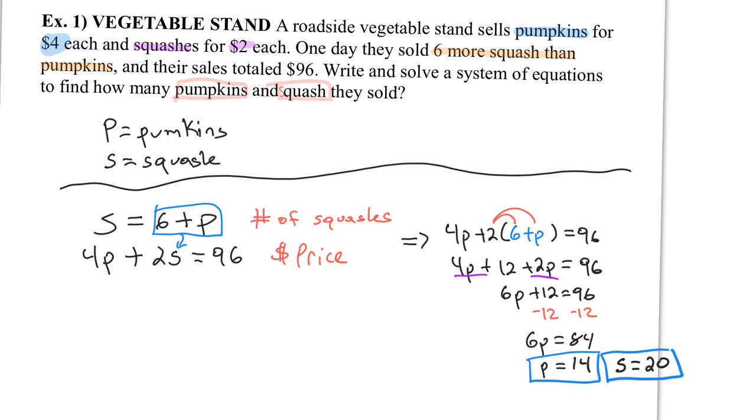Do you need an ordered pair on this one? No, because it's not a point. You can, but I'm not going to ask in my class for an ordered pair. I just want to know how many pumpkins, how many squashes. So we have 14 pumpkins and 20 squashes. All right, let's try another one.